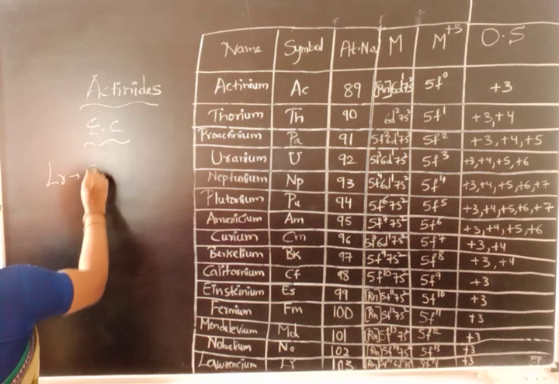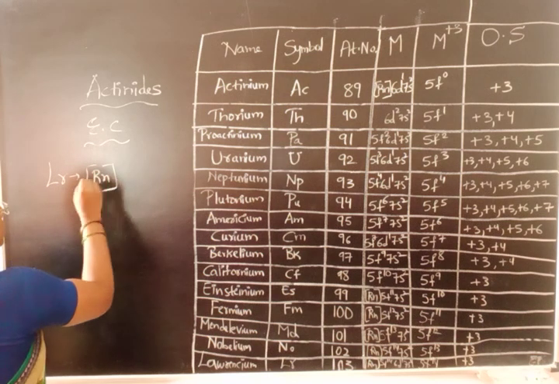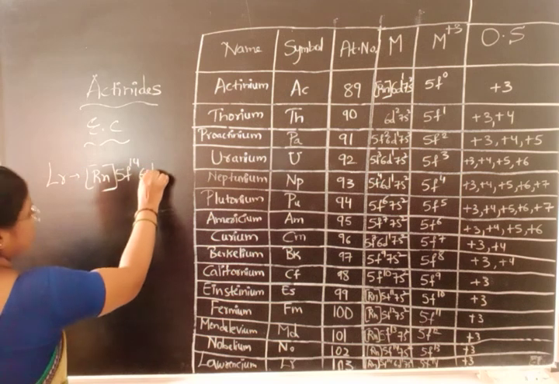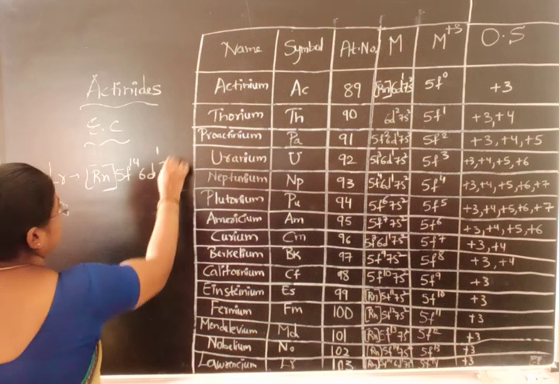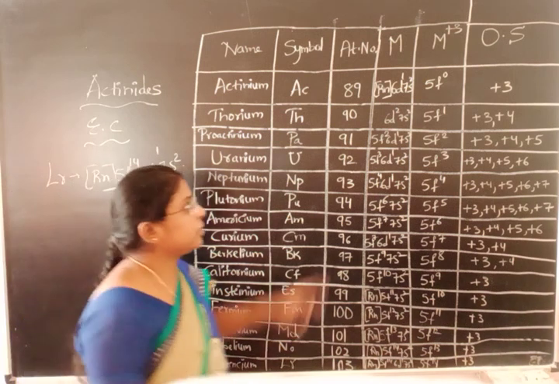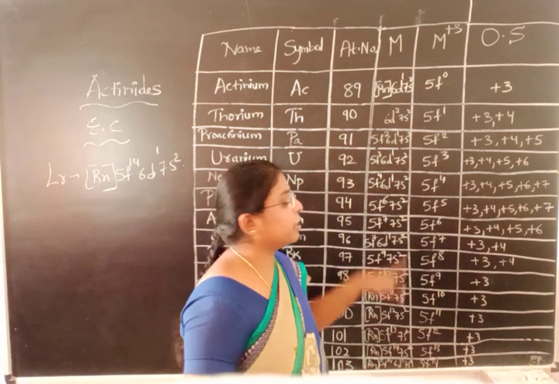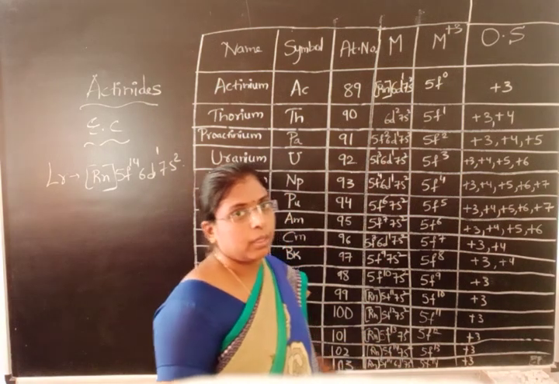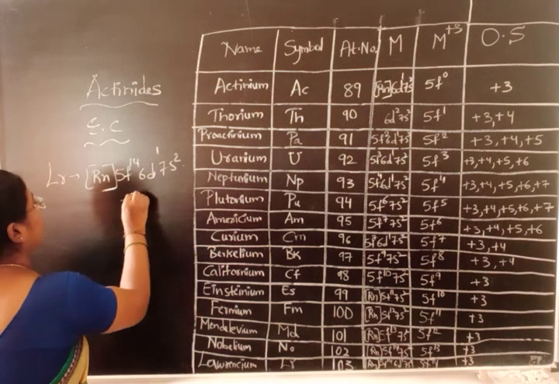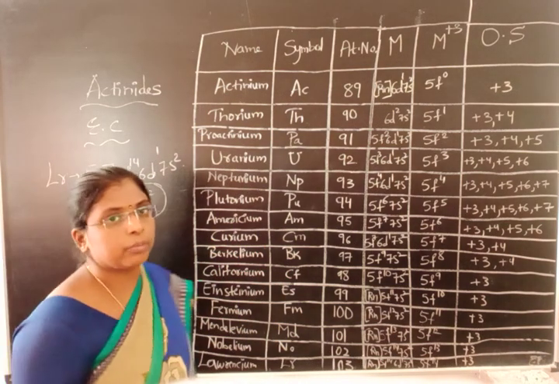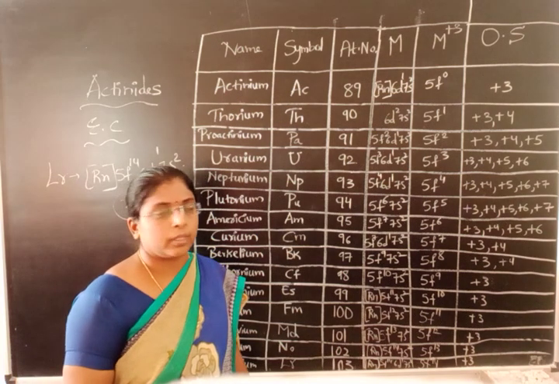Lawrencium has the noble gas radon core, 5f14 6d1 7s2 configuration. Generally, the outer configuration, 7s2, is common for all the elements from thorium to lawrencium.